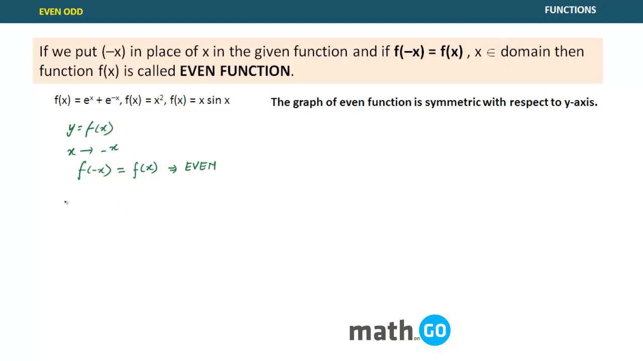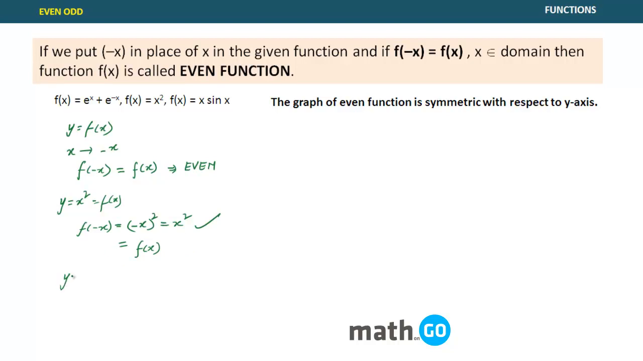So the basic example that you should remember is the y equal to x square function. Okay, so if f of x is equal to x square, what will be the value of f of minus x? It will be minus x whole square, which is nothing again but x square, and it is nothing but f of x. So that is why I would say that this particular function is an even function, right?